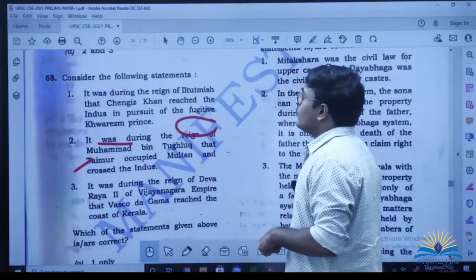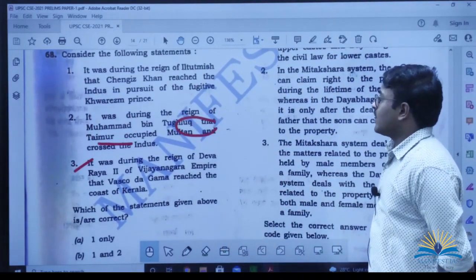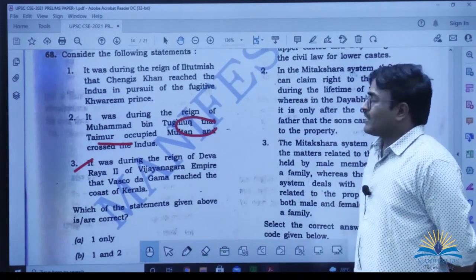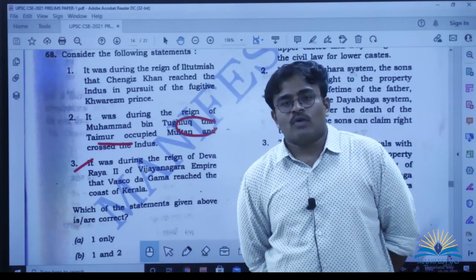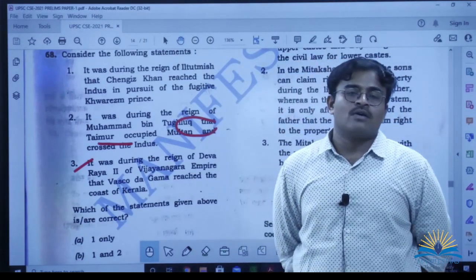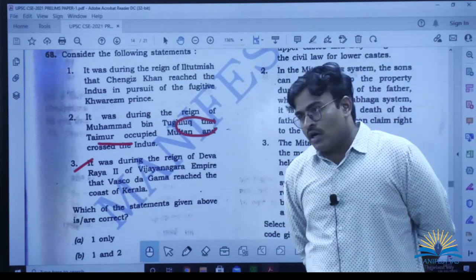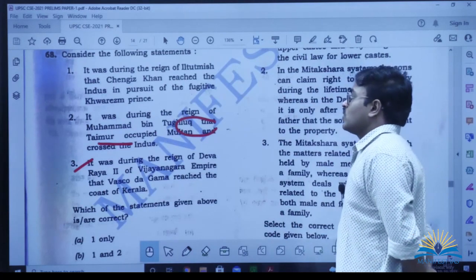Then the 68th one. Consider the following statements. It was during the reign of Iltutmish that Genghis Khan reached the Indus in pursuit of the fugitive Khwarazmi prince. This statement is correct. There was a prince of Khwarazm by the name of Jalaluddin Mangabarni, and he came running to India in order to seek refuge from the attack of Genghis Khan. But Iltutmish did not give him any place in India. So the first statement is correct.